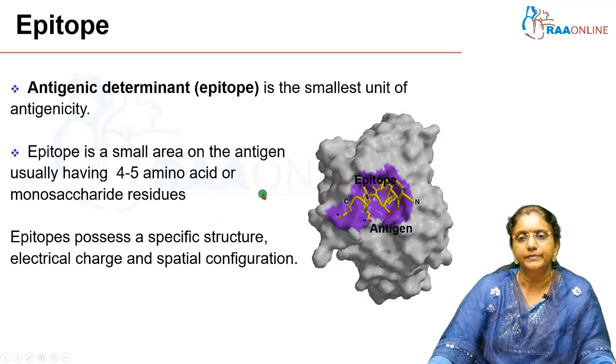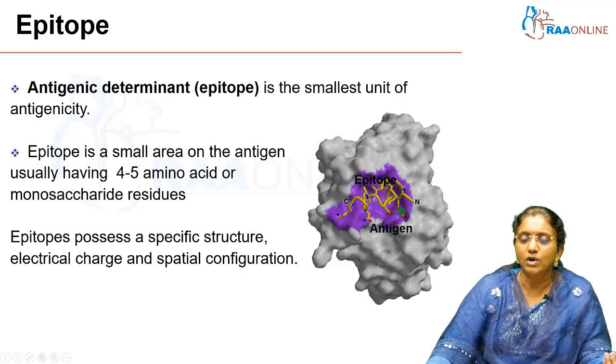Another important term which you need to know when dealing with antigens is the antigenic determinant. The antigenic determinant is the smallest unit of antigenicity, and it is also called an epitope. If you see this as the full antigen molecule, there will be one area on this antigen molecule which may have just about 4 or 5 amino acid linkages, or monosaccharides, that means simple sugars. This will form what is known as an epitope. So the epitope is the smallest unit of antigenicity.